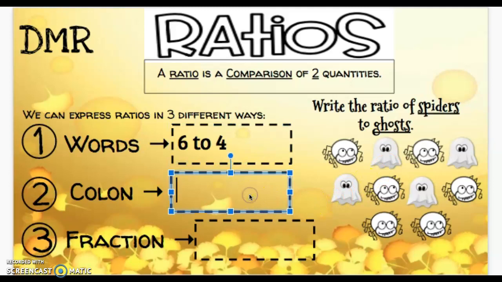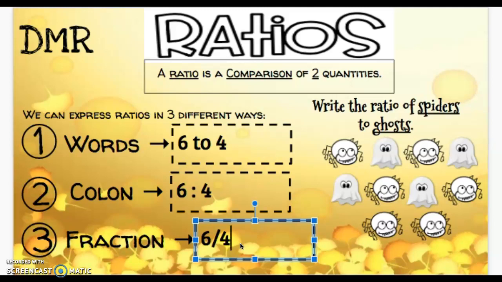Now our colon is those two dots. So 6 colon. I'll put a space even there so you can see it. 4. And our fraction is 6 slash 4. Or you could write 6 over 4, but you can have 6 slash 4. And that's how you write a ratio in three different ways.